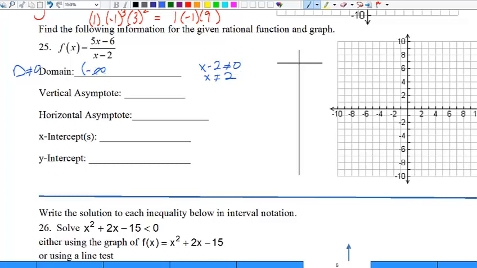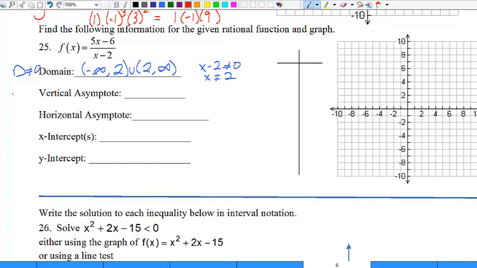The domain is an interval notation, and it's all the values it can be. X is not equal to 2 is the value it can't be. So the way we write that is negative infinity all the way up into 2. Those are the values you can have. We're not allowed to have 2, so we put an open parentheses, union 2 to infinity. Those are the more values we're allowed to have.